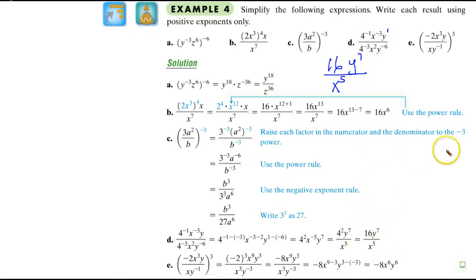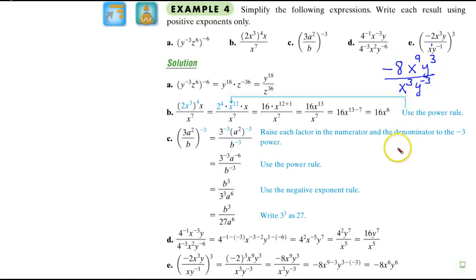Yes. All right, letter E. Okay. Now we're raising a negative 2 to the 3rd power. So that's going to give us a negative 8. Because negative 2 times negative 2 times negative 2 is negative 8. This is going to be x to the 9th, y to the 3rd, and this is going to be, on the denominator here, x to the 3rd, y to the negative 3.